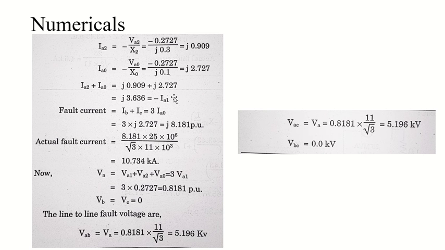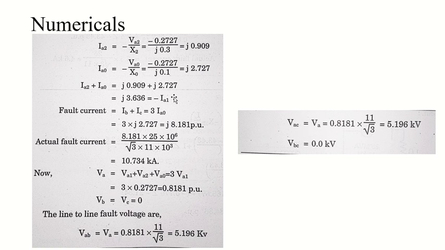Now you simply have to calculate the fault current and fault voltages. It is very basic, you know the formula. The fault current ib plus ic is equal to 3 into ia0. You know the value of ia0, so you just multiply it with 3 and you will find the value of fault current. So it will be j into 8.181 per unit, and then you will find the actual fault current.